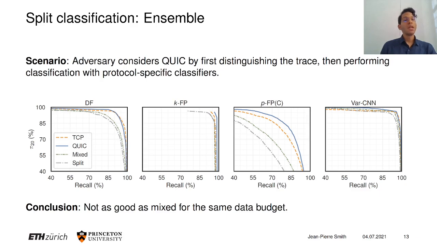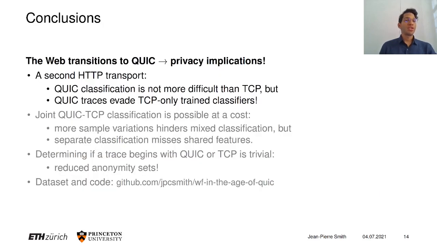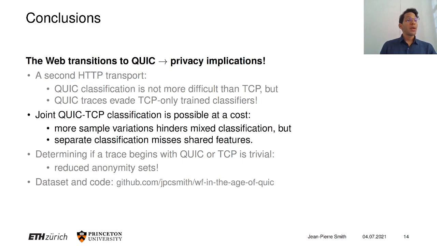So, in conclusion, the web is transitioning to QUIC, and this has privacy implications, especially in the website fingerprinting landscape. Despite QUIC classification not being inherently more difficult than TCP, if the adversary does not consider QUIC in his training procedure, QUIC traces will evade classifiers that are trained on only TCP. However, joint classification of both QUIC and TCP samples is possible, at a cost: the adversary will either need to increase the number of samples or train for longer. And finally, determining if a trace begins with QUIC or TCP is trivial.